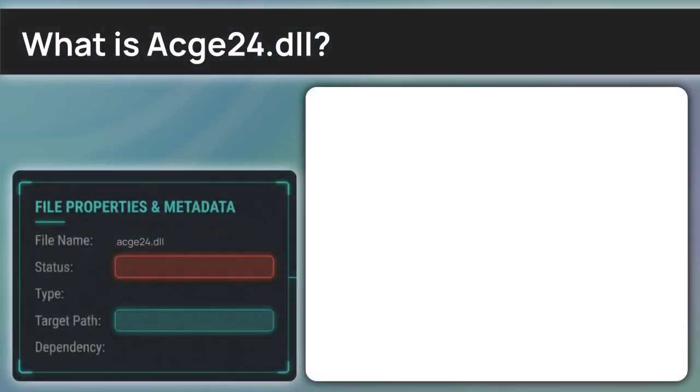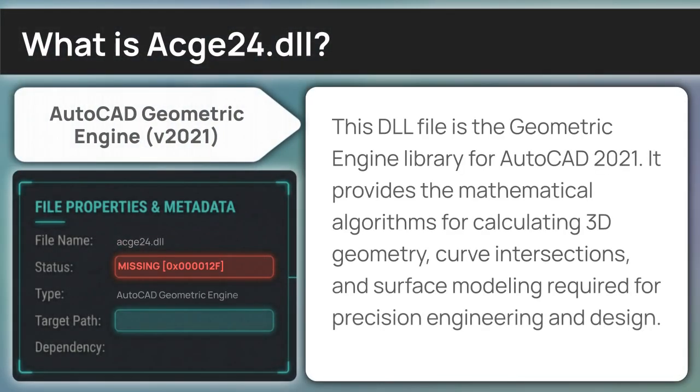This DLL file is the Geometric Engine library for AutoCAD 2021. It provides the mathematical algorithms for calculating 3D geometry, curve intersections, and surface modeling required for precision engineering and design. Understanding the file's role is a great start. Now let's look at replacing it.